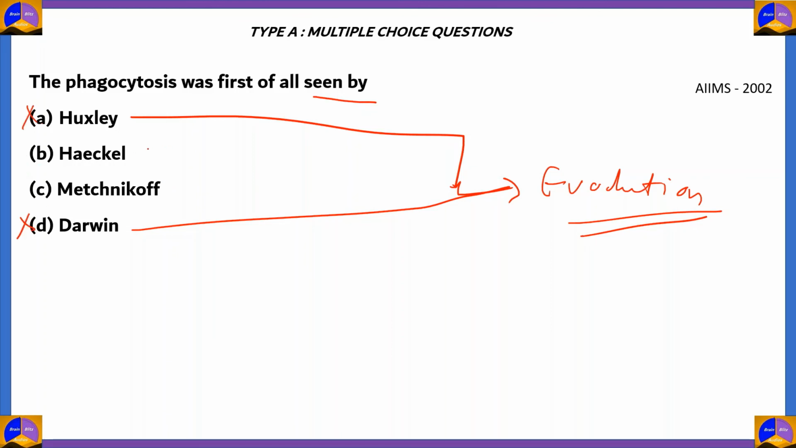What about option B, Haeckel? Haeckel contributed to classification by introducing a new taxon. So he proposed a new kingdom called Monera. So option B is also incorrect. The right answer is Makhanoff, who was the first person to see phagocytosis in cells.